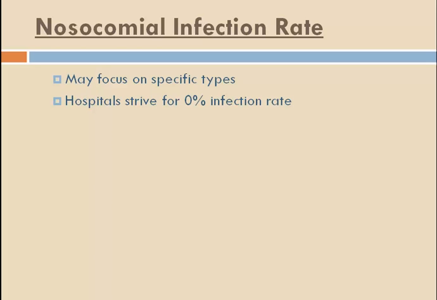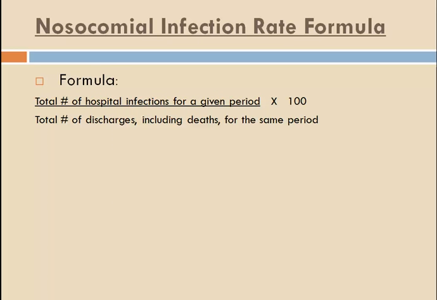Hospitals strive for a 0% infection rate. The formula for calculating nosocomial infections is the total number of hospital-acquired infections for a given period divided by the total number of discharges, including the deaths, for that same time frame, and then multiplied by 100.